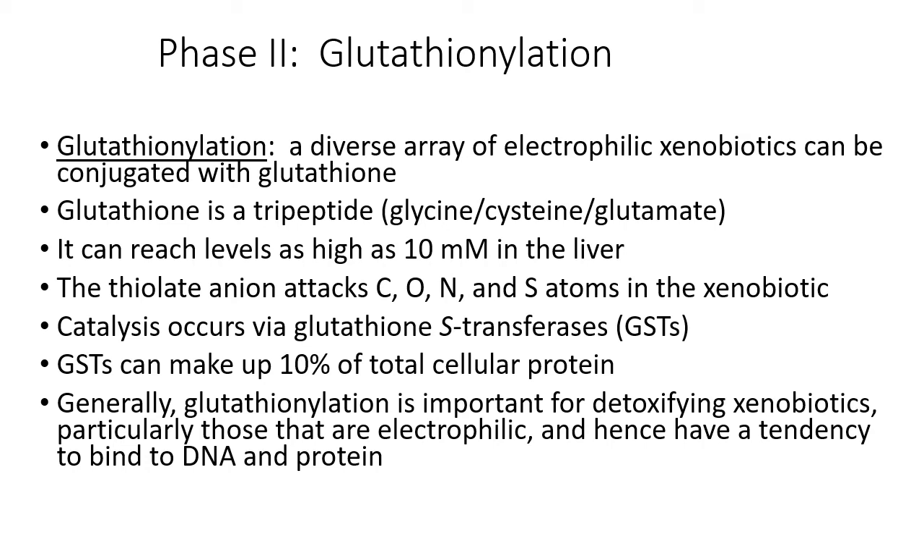Okay, so the enzyme that's required is glutathione transferase. The actual enzyme itself can make up to 10% of cellular protein, which is gigantic, because think of the thousands or, I don't know, hundreds of thousands of proteins you might have. Sometimes liver cells might have 10% of their protein being just this enzyme. Okay, so critical for detoxifying, especially drugs that cause oxidative stress, and that bind to DNA and protein.